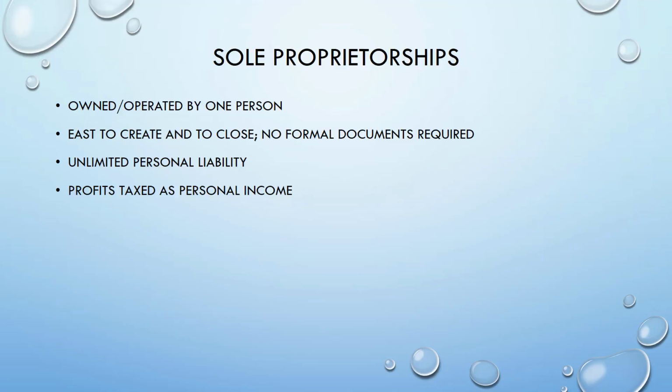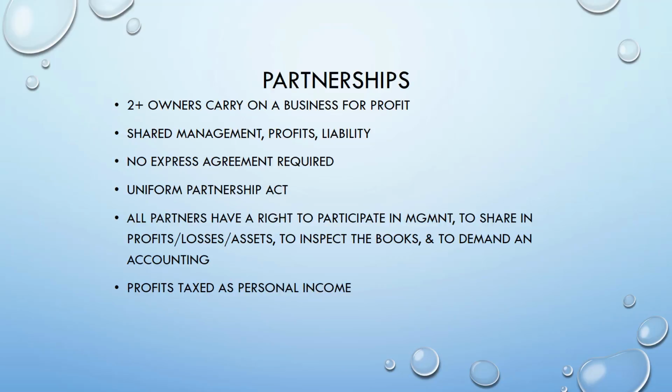The second type of business form is a partnership. A partnership is created anytime two or more people carry on a business for profit. The partners are entitled to share in the management of the business. They're entitled to share in the profits of the business and in the liability of the business.